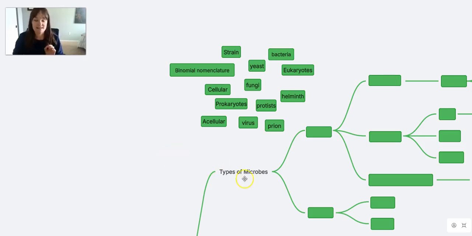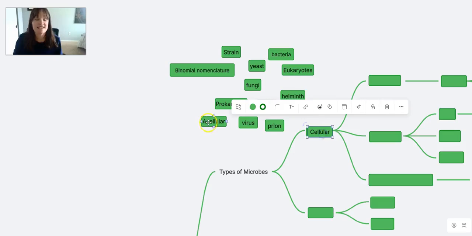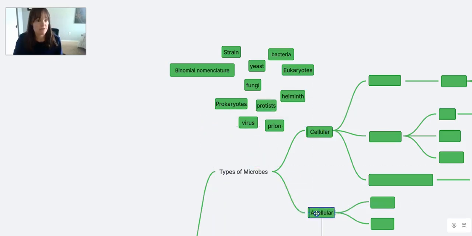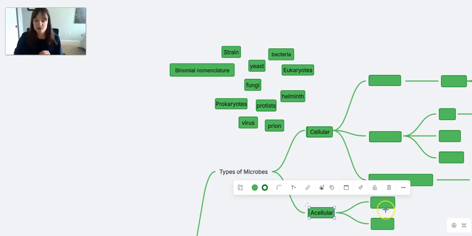Okay, so I divided the types of microbes into two major categories. Look at the terms that you have written down and figure out how you could divide the types of microbes into two major categories. What terms would you need to put here? Pause the video, build that part of your concept map, and then come back to check your understanding. Okay, so the types of microbes can be divided into cellular and acellular. That's a major distinction for the types of microbes. Acellular only has two more branches coming off of it, so let's start with that one.